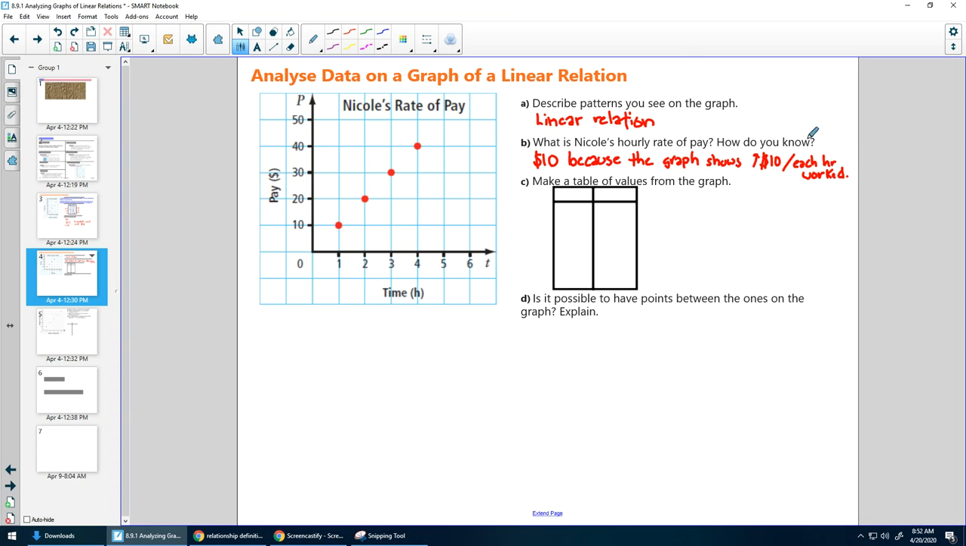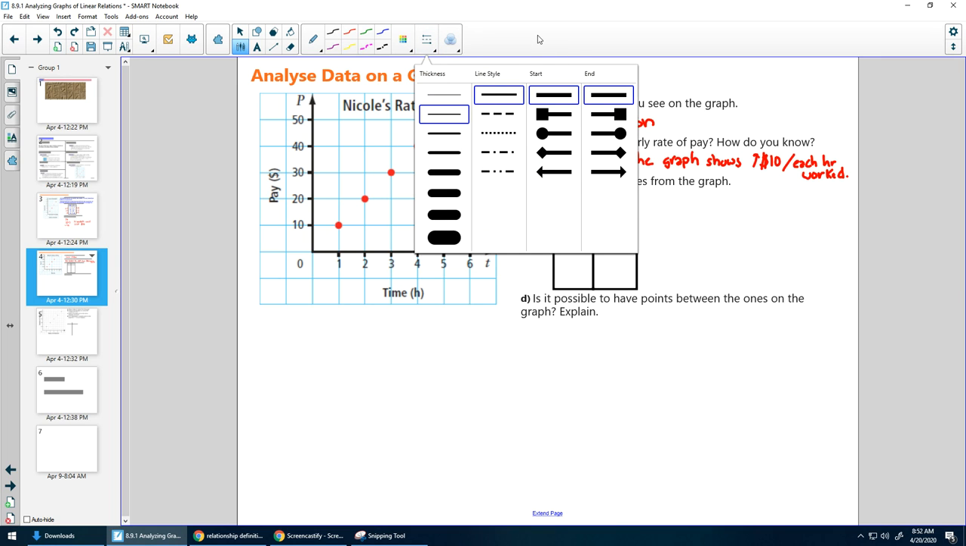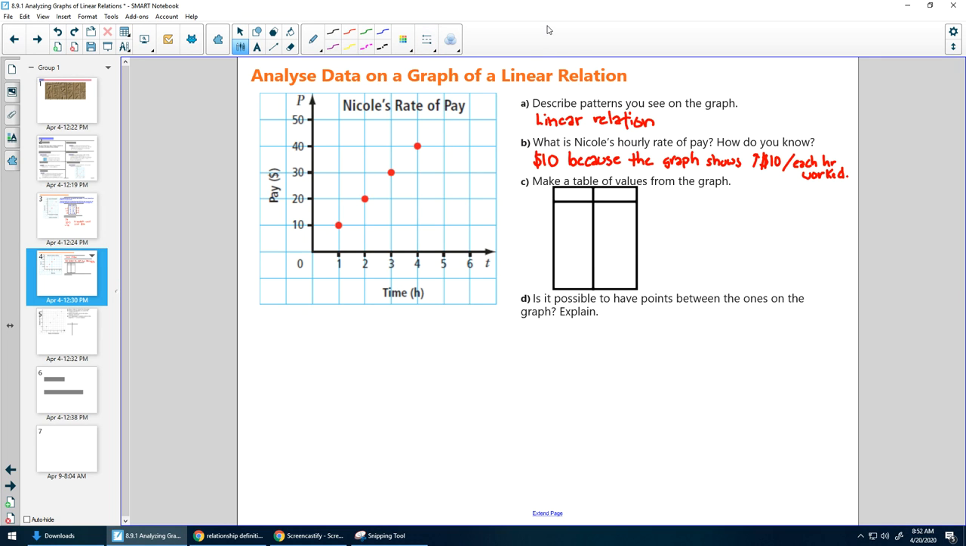Okay, and now we're going to make a table of values here from the graph. Remember, this is always going to be our x, this is going to be our y. In this case, our x value is t for time, and our y value is p for pay. So for time, 1, 10 for p, 2, 20, 3, 30, 4, 40.